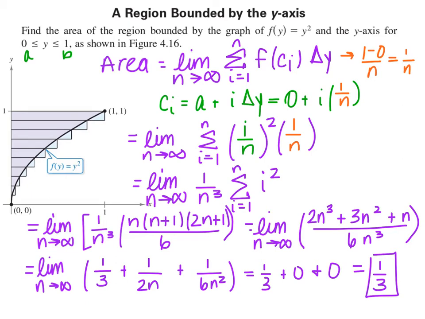So the area under this curve, or actually above this curve, technically, bounded by the y-axis and between 0 and 1, is going to be 1/3.